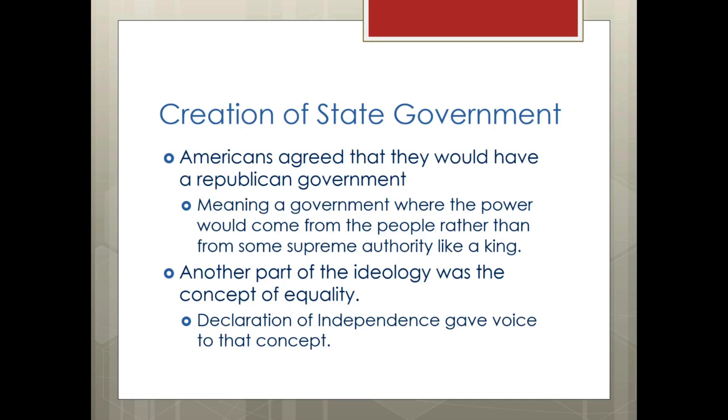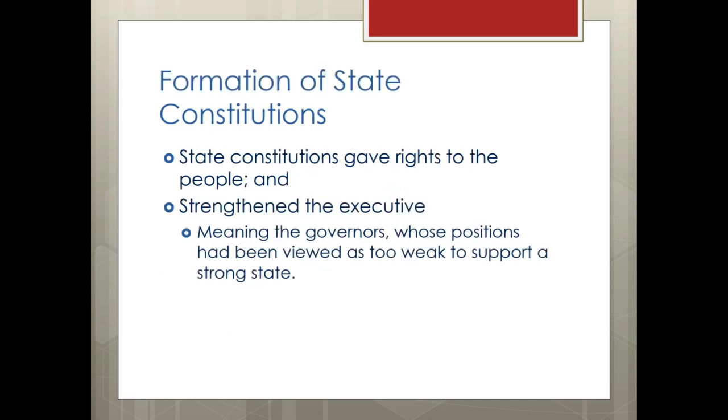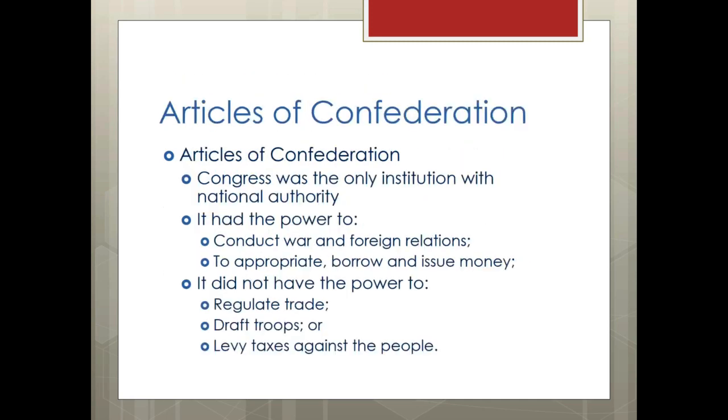So the Americans began to recognize that they needed a Republican government, a government where the power would come from the people rather than the king. And they also began to realize that their ideology for this government was the concept of equality. But they continued to face the inadequacies of the Articles of Confederation.